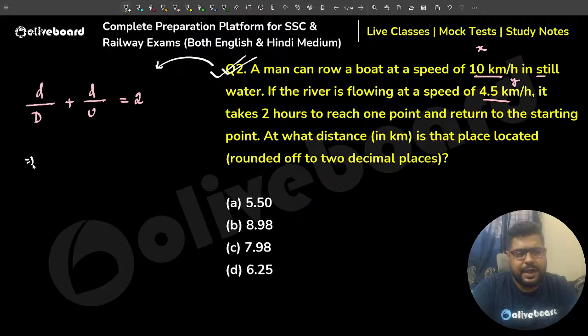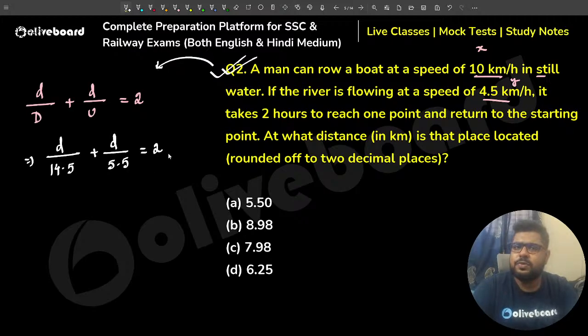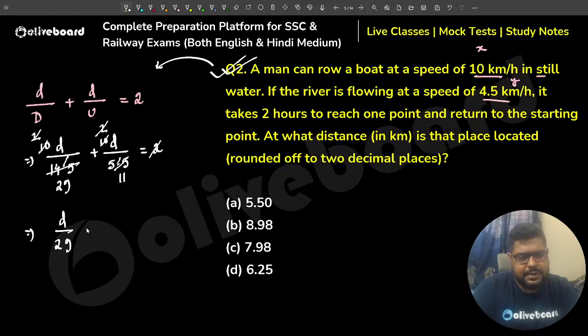So if I take this distance as capital D, the downstream speed is x plus y, meaning 14.5, and the upstream speed will be x minus y, which will be 6.5. So that itself is equal to 2. Now you calculate, sir. If you just get rid of the decimals, it will be 10D. So 5 twos are this, 5 twenty-nines are this. This 2 again you can cancel. So ultimately D by 29 plus D by 11 is equal to 1.